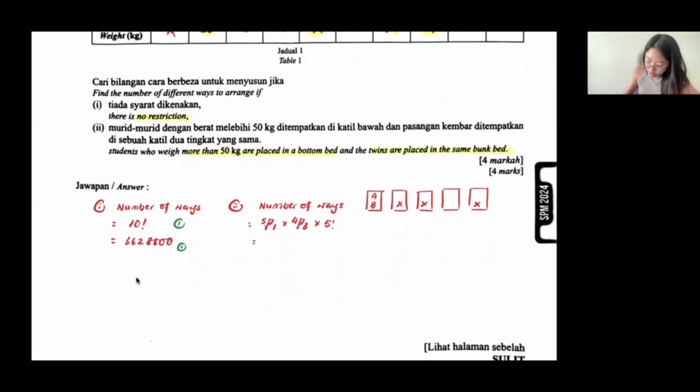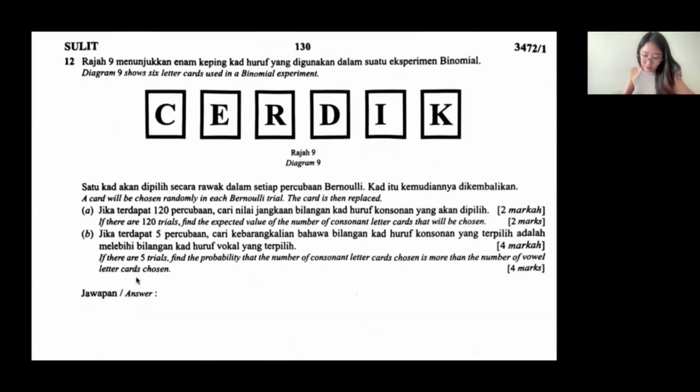So 5P1 is 5, 4P3 is 24, 5 factorial is 120. So the total over here is 14,400. 1 mark here, 1 mark here. So this is permutation and combination. All right, next one, 12.